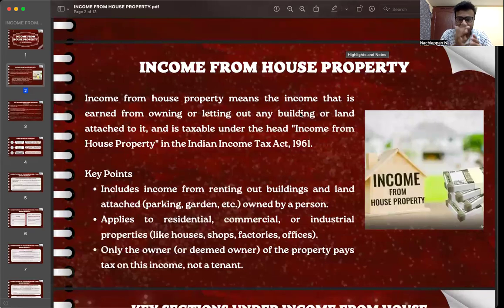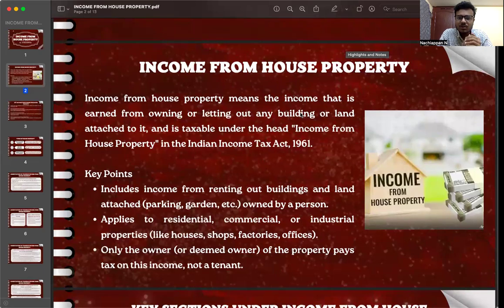Before going into the Act and everything, let us first understand what is income from house property. It's the income that you generate by owning or letting out any building or piece of land attached to that building, and it is taxable under the head income from house property, which is one of the five heads of income under the Indian Income Tax Act.